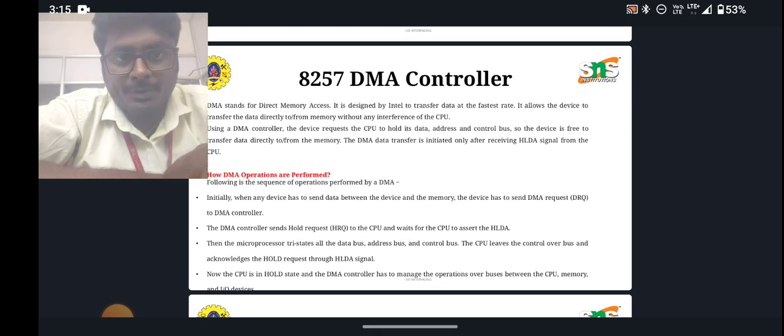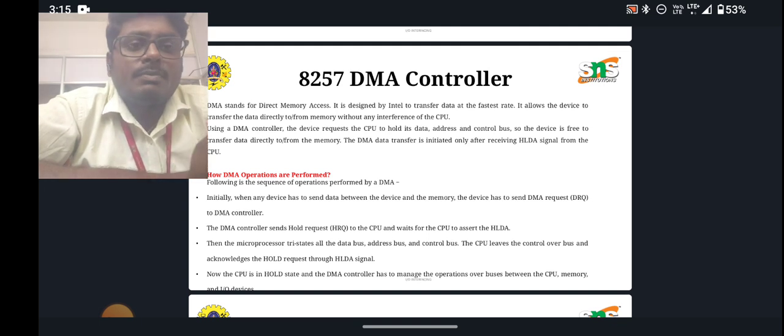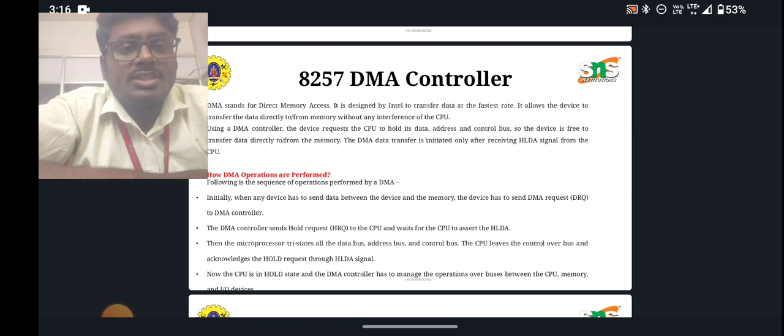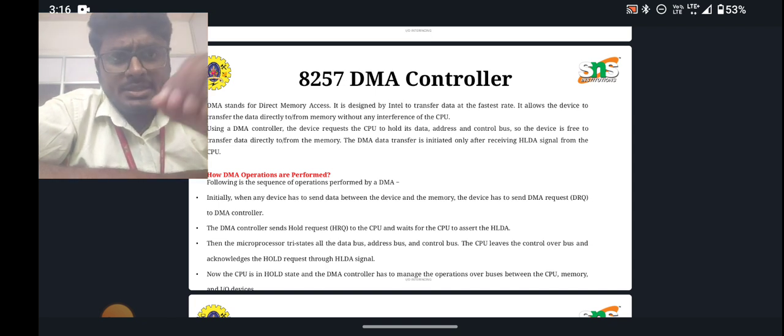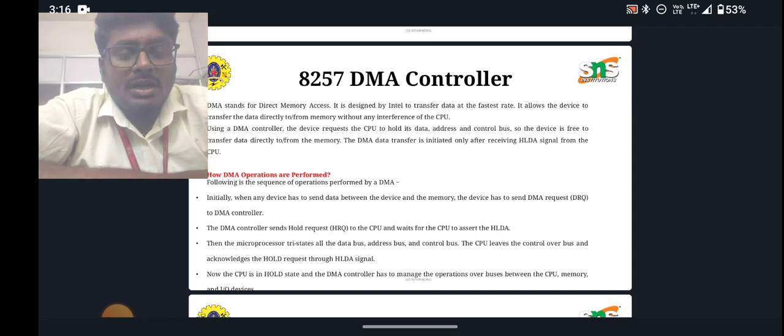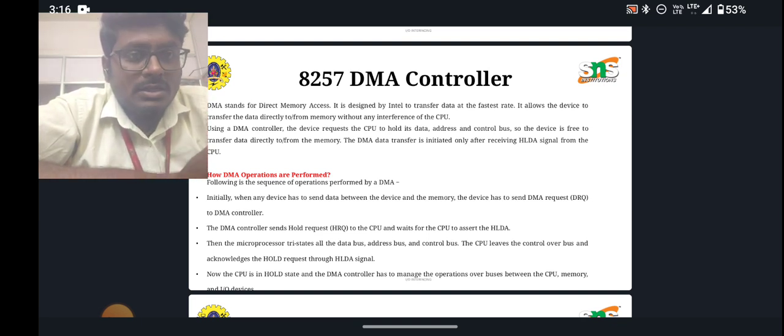How are DMA operations performed? Following is the sequence of operations performed by the DMA. Initially, when any device has to send data between the device and the memory, the device has to send a DMA request, that is DRQ, to the DMA controller. The DMA controller sends a hold request, that is HRQ, to the CPU and waits for the CPU to assert the HLDA. Then the microprocessor tri-states the data bus, address bus and control bus.